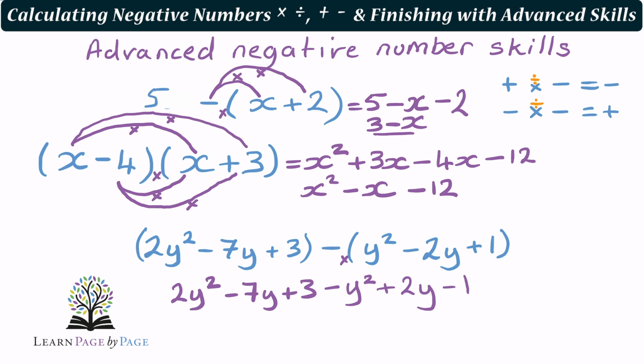Now you can go ahead and simplify the whole expression. So first we look at the squared terms. We have 2 of them. So we have 2y squared minus y squared. That gives us y squared, +y squared I should highlight. So we have a -7y plus 2y, and that will give you -5y. And lastly, +3 and a -1, so that's 3 take away 1, and that gives you +2. And that should be about everything.